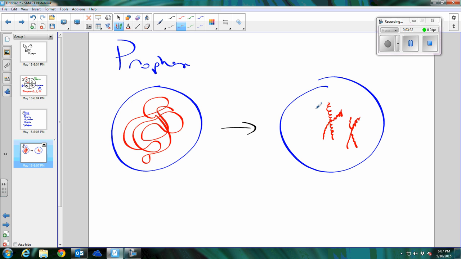And a chromosome, just to look at a close-up of one, has a couple of parts that we need to be familiar with.